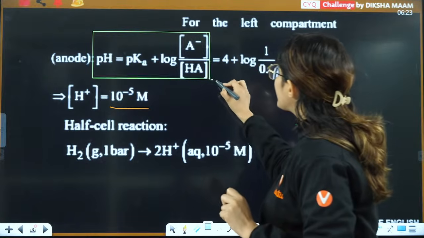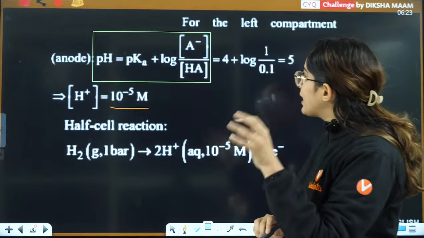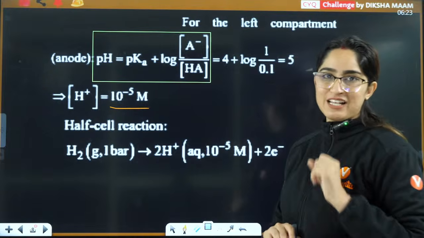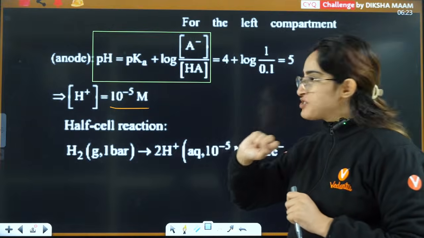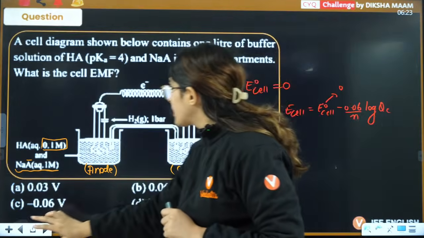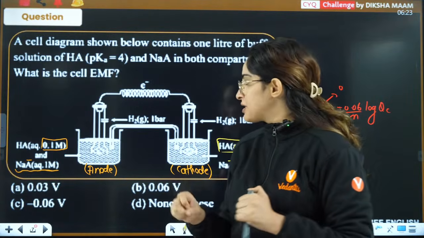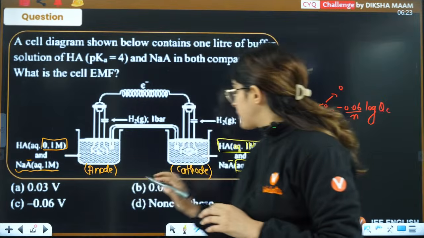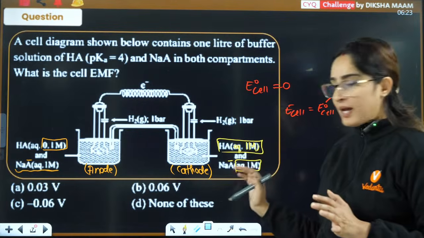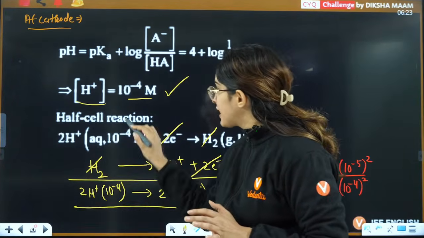This formula is the buffer solution formula, where pH is equal to pK plus log of A negative by HA. Right? Now pK is given to you in the question, and for both the compartments, this is anodic, this is cathodic, they have given you the concentration. HA concentration is 0.1, A negative concentration is 1. Here both the concentrations are 1, and accordingly I have solved the value of H positive in both the cases.